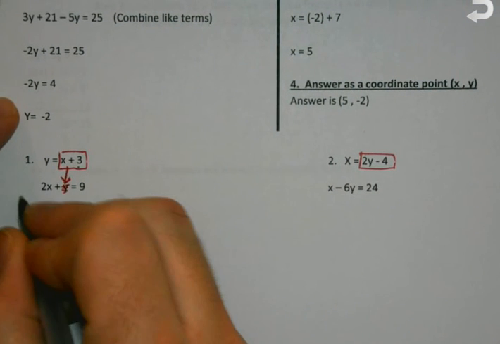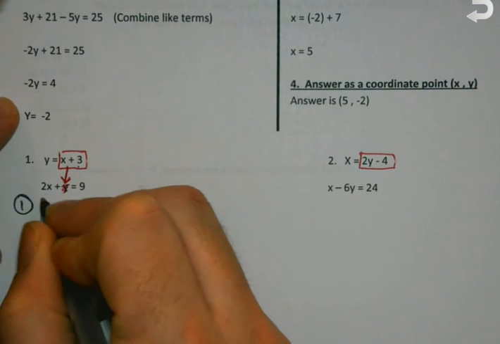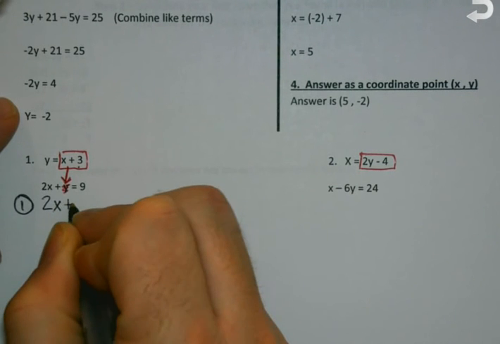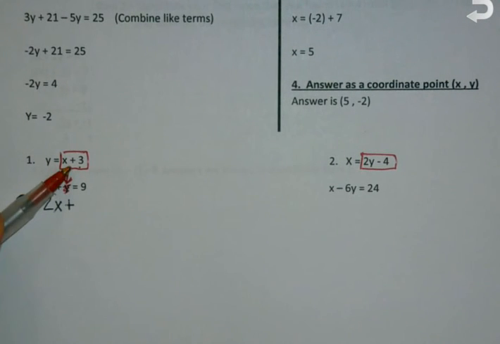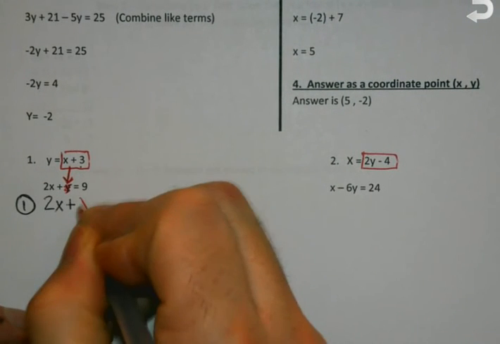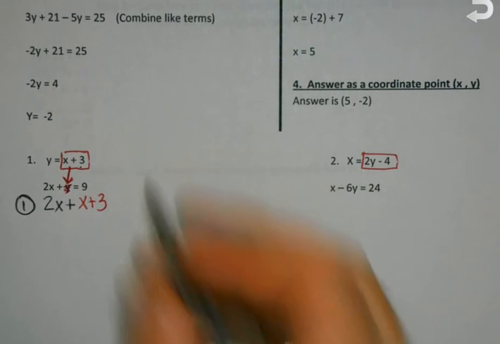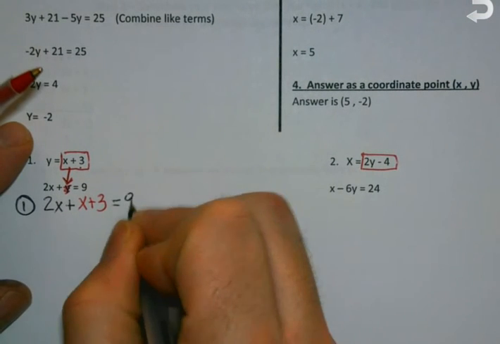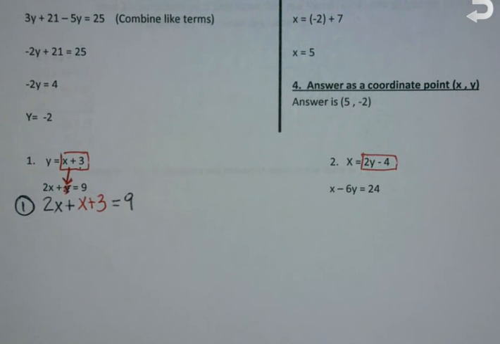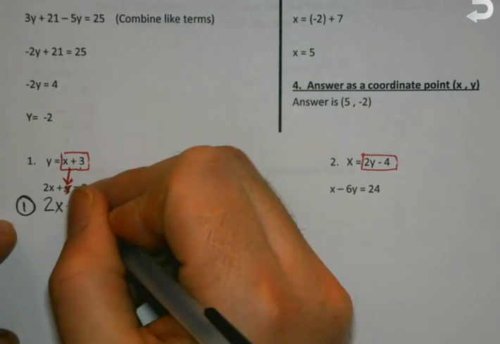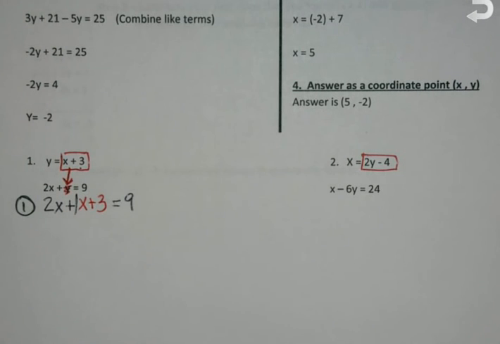So my first step is 2x plus, there's my x plus 3. There's no number to multiply it by, so I'm not going to worry about parentheses. Equals 9. So the y went out, what's in the box went in. I remember there's a 1 in front of that x if I don't see it.